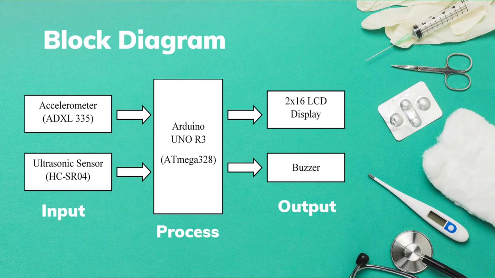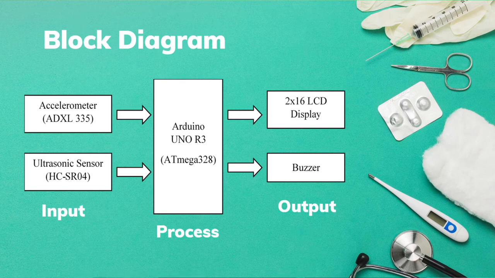For the next slide, the block diagram consists of the input, the processor and the outputs. For the input, we have the accelerometer ADXL335 to measure the tilt angle of the X-ray cassette, and then we have the ultrasonic sensor module HC-SR04 to measure the distance between the patient and the X-ray cassette.